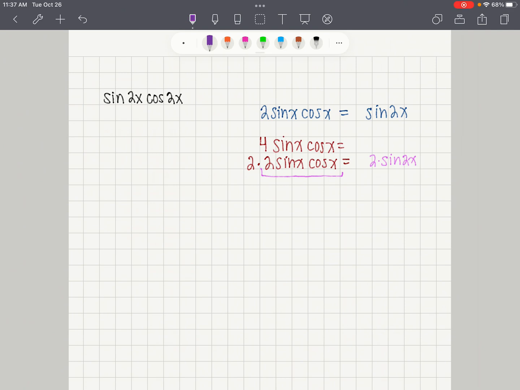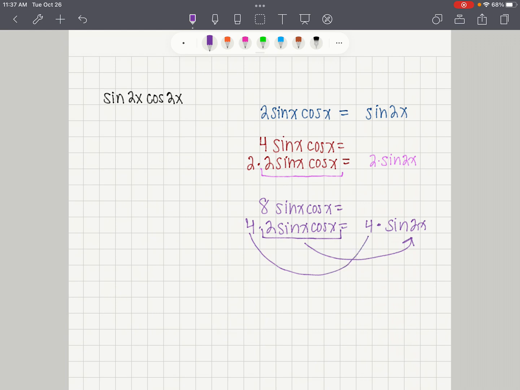Just for fun, let's make this an 8 times the sine of x cosine of x. I would make this 4 times 2, so I can connect that 2 to the sine of the angle, cosine of the angle, because I need to have sine of an angle, cosine of an angle times 2 in order to make that part the sine of 2x. And then of course this 4 would stay. So you might understand that and say, yes, I get that.